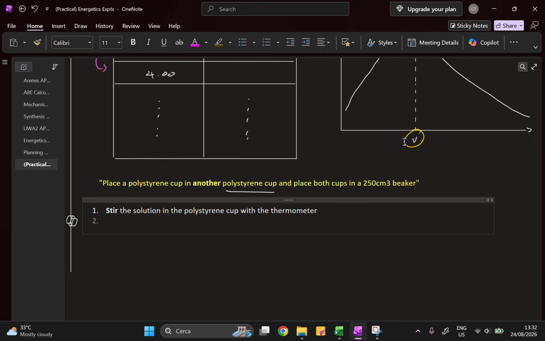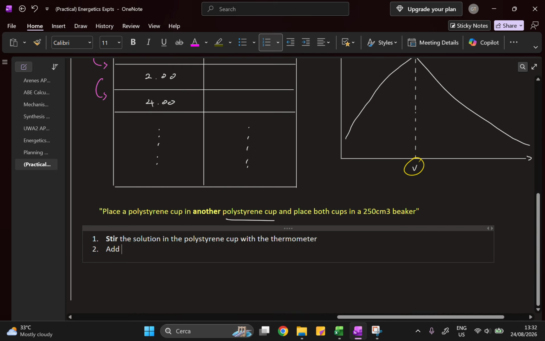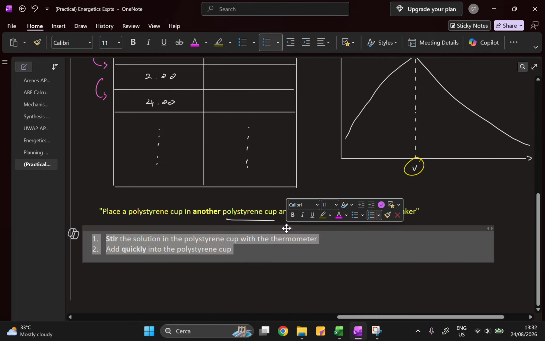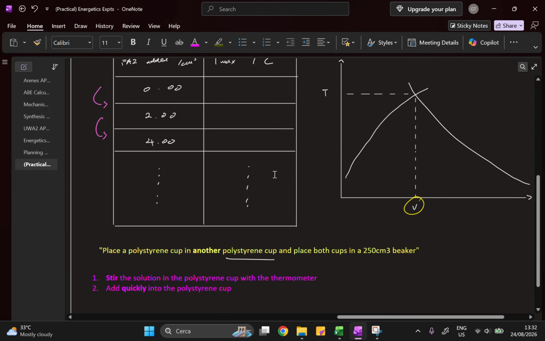Second thing, for every addition, make sure you add Fa2 quickly from the burette into the polystyrene cup. These are the two things that you have to write in planning when you are describing a thermometric titration. With every addition, you have to add quickly and use the thermometer to stir.